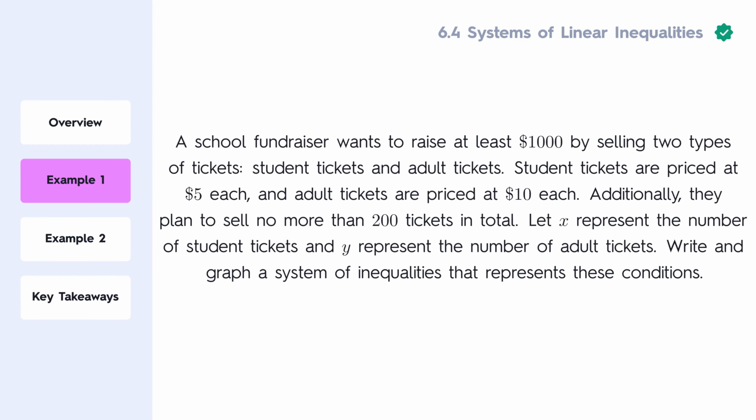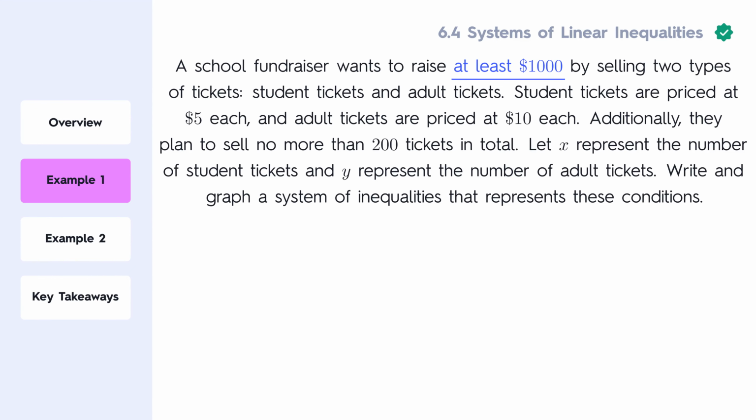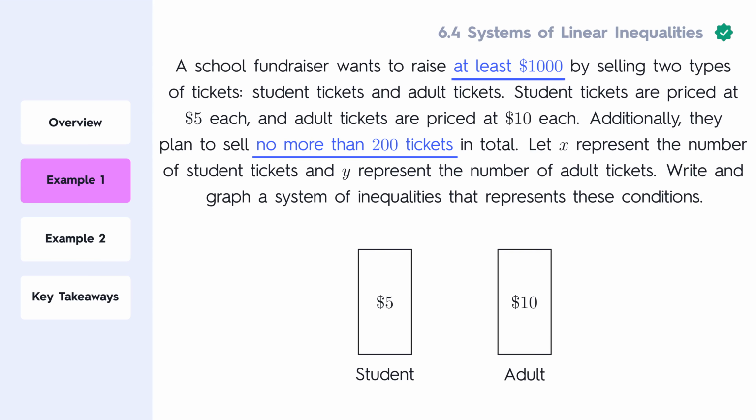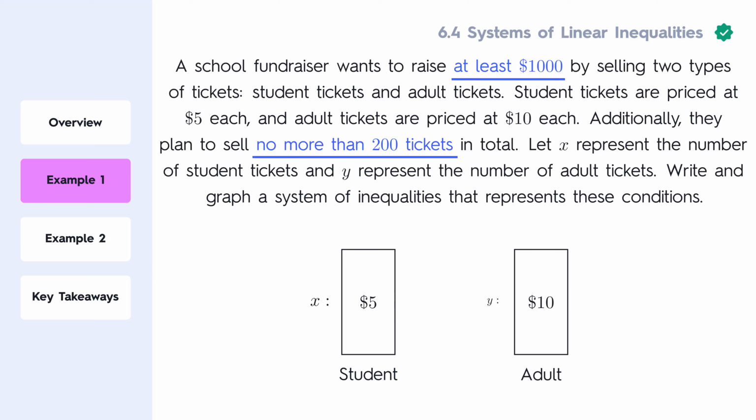A school fundraiser wants to raise at least $1,000 by selling two types of tickets: student tickets and adult tickets. Student tickets are priced at $5 each, and adult tickets are priced at $10 each. Additionally, they plan to sell no more than 200 tickets in total. Let x represent the number of student tickets and y represent the number of adult tickets. Write and graph a system of inequalities that represents these conditions.